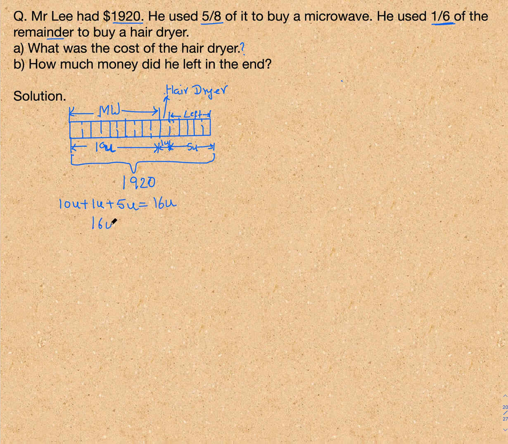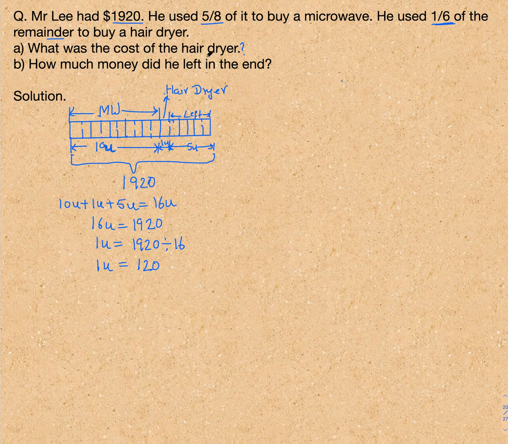This 16 units is equal to 1920, right? So we can say 1 unit will be equal to 1920 divided by 16, right? So 1 unit will be how much? 1 unit will be $120. Okay, now let's read part A first.